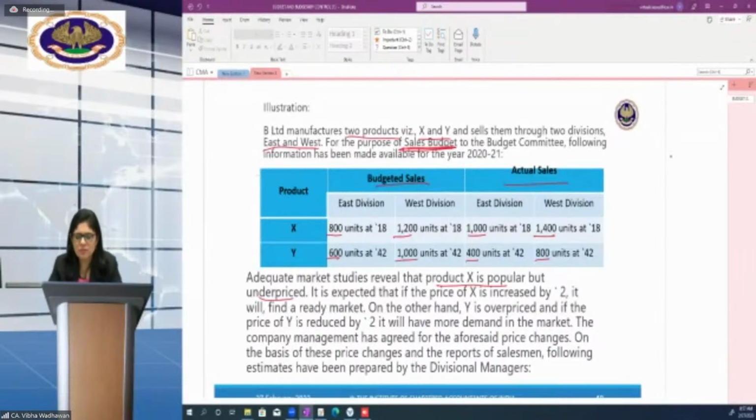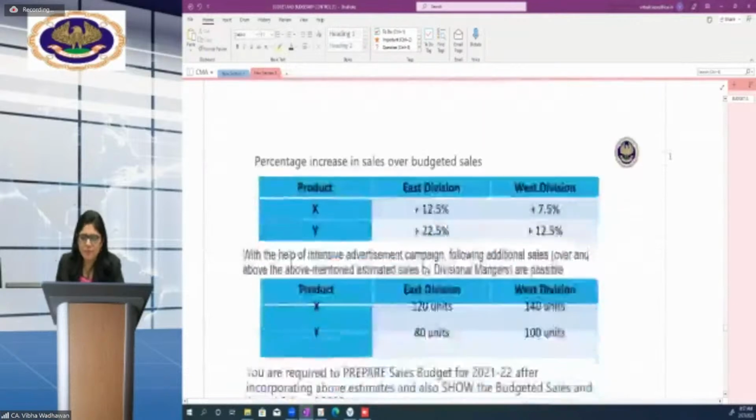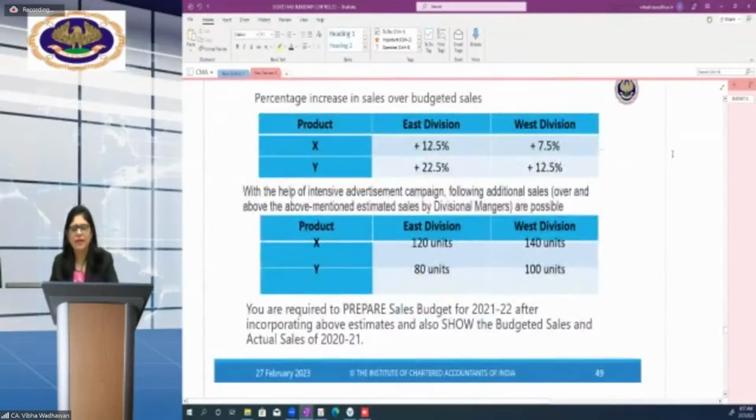The company management has agreed for the aforesaid price changes on the basis of the reports of salesmen following estimates. Okay, so on the second part of the question again, percentage increase in sales over budgeted sales. So if we apply the increase in the rate and the decrease in the rate, they are saying the increase in the sales in terms of percentage is given here. With the help of intensive advertising, following additional sales over and above the mentioned estimated sales, mentioned by divisional managers, are possible.